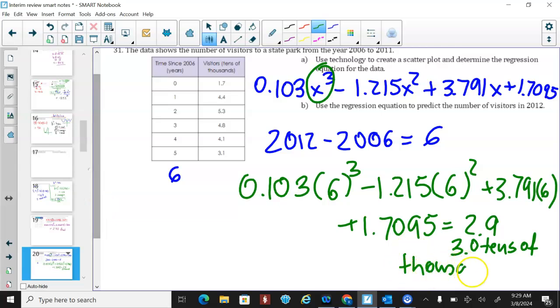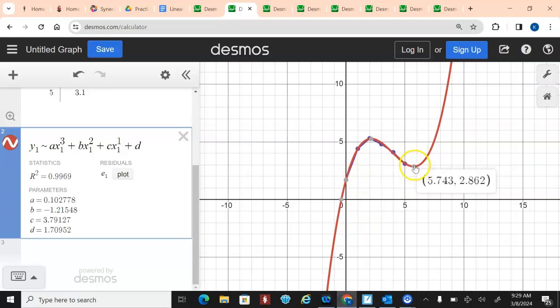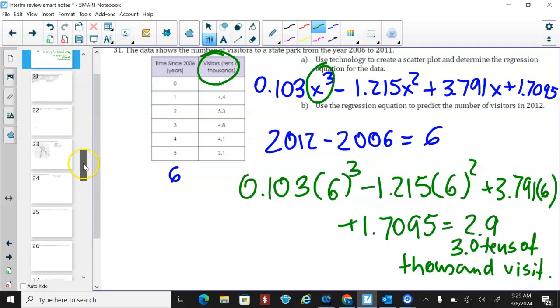All right. You can also go to Desmos again and look for that 6. So the 6 value would be somewhere here. There you go. Okay. So it's 6 as your X. It's 2.9 for your Y, which is in tens of thousands of visitors. Okay. All right. Next slide.